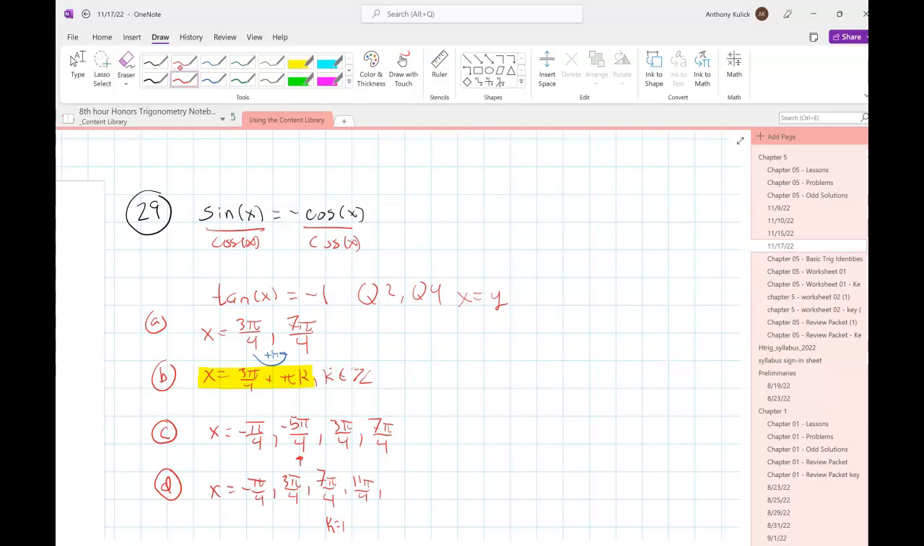And then when k is 3, I'm going to get 15 pi over 4. And then when k is 4, it's going to be too big, clearly, because I have 3/4 pi plus 4 pi. That's definitely bigger than 4 pi. So that's going to be it for my answers there.